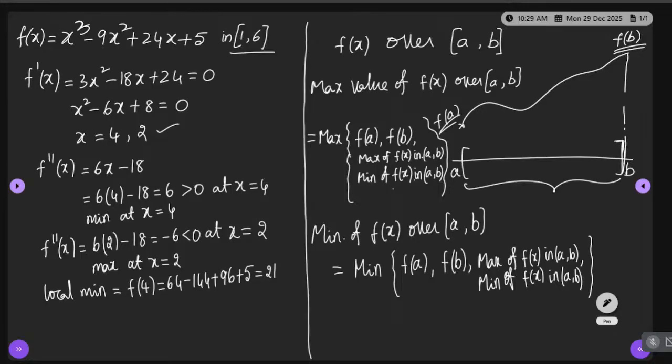Local maxima equals f of 2. 2 cube is 8, minus 9 into 4, 36, plus 24 into 2, 48, plus 5. Tell me what is the value?